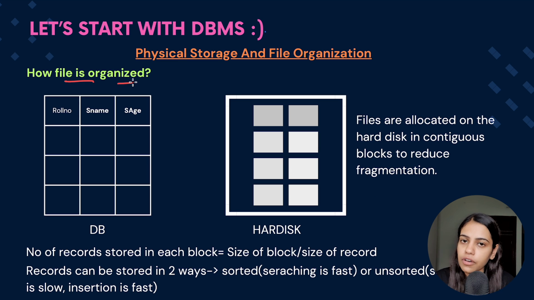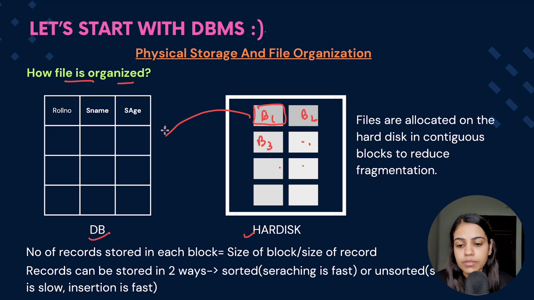So how are files organized? Here you can see that there is a hard disk and there is a DB, or you can say a table. Now in this hard disk there would be multiple blocks, B1, B2, B3 till Bn. In this particular block B1, how much data of this table could be stored? How can we find that? Files are basically allocated on the hard disk in contiguous blocks to reduce fragmentation. Now the number of records stored in each block is equal to the size of the block divided by the size of the record.